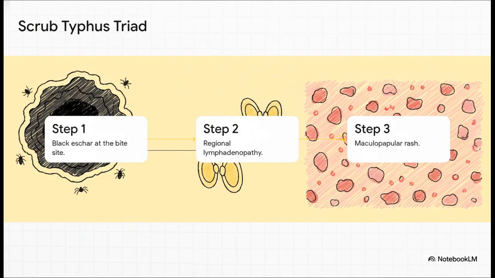So when you get a question about a patient from an endemic area, you need to be on the lookout for this classic triad. You're looking for a black, dead-looking ulcer, that's the Eschar, at the bite site, swollen lymph nodes nearby, and then a rash. That combination is a huge clue for Scrub Typhus.